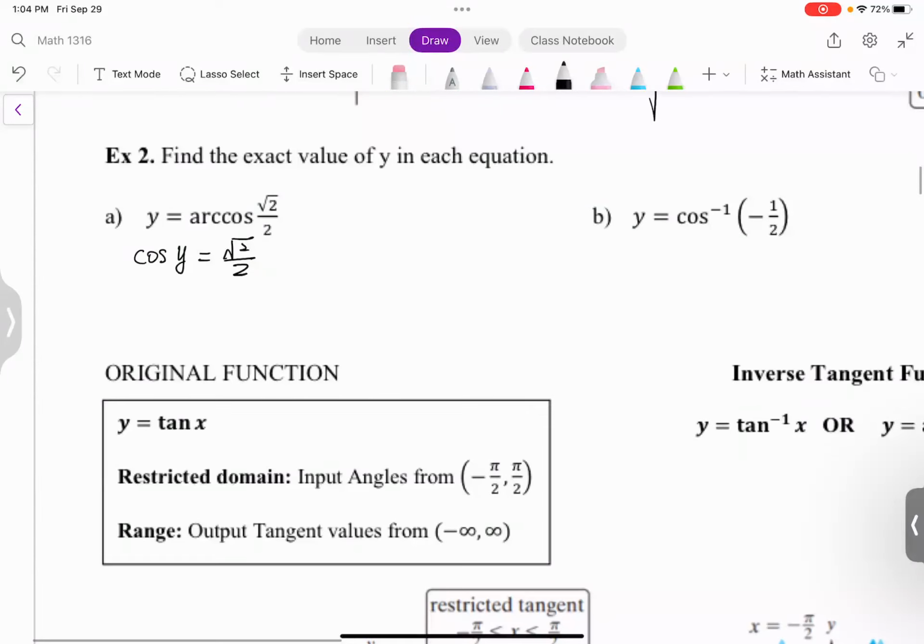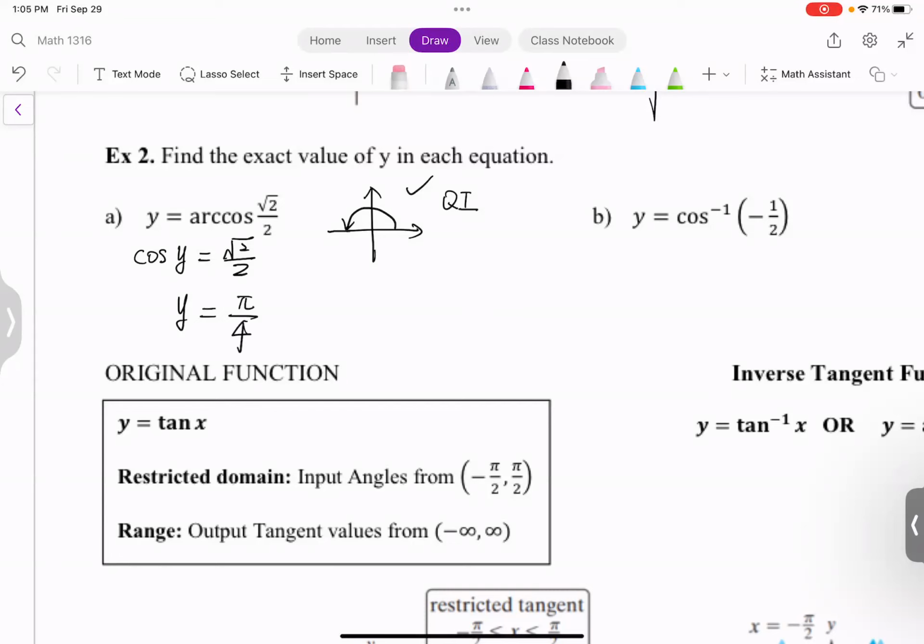Okay, let's see. For cosine y equals square root of 2 over 2, I know if cosine has the inverse function, the angle y must be between 0 and pi, in these two quadrants. Cosine is positive, so I must have the angle y in the first quadrant, Q1. And what is the value of y in Q1 with cosine y equals square root of 2 over 2? y must be pi over 4.